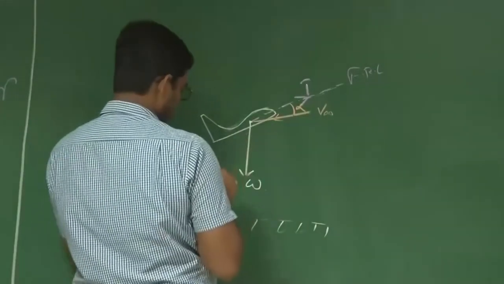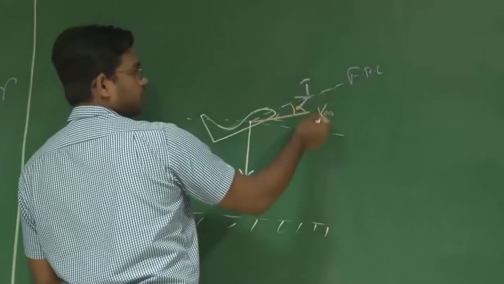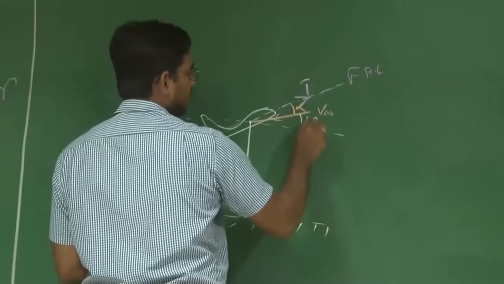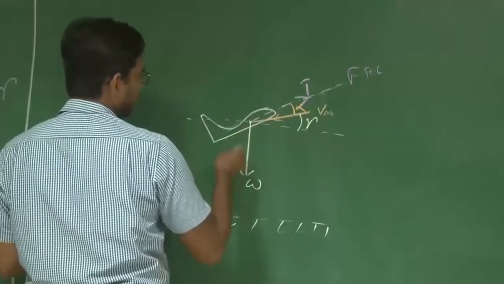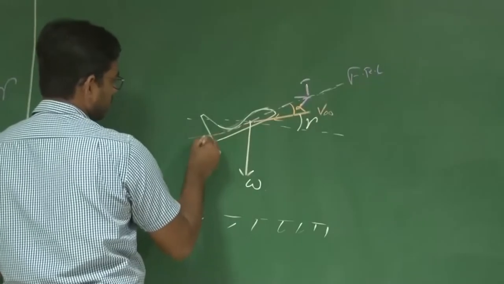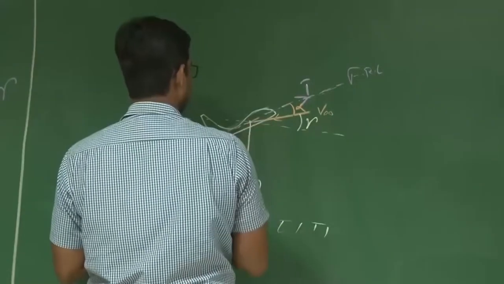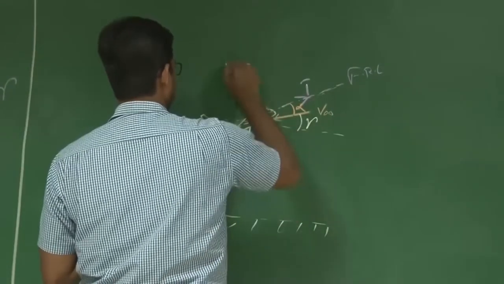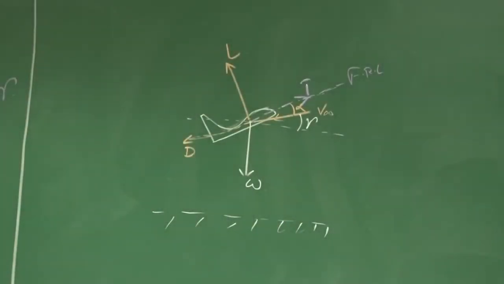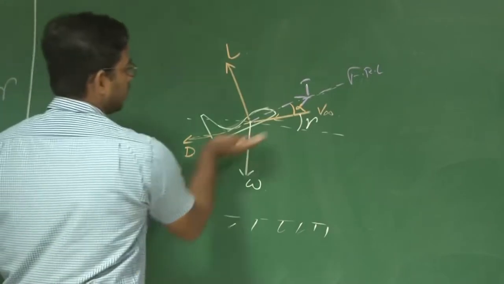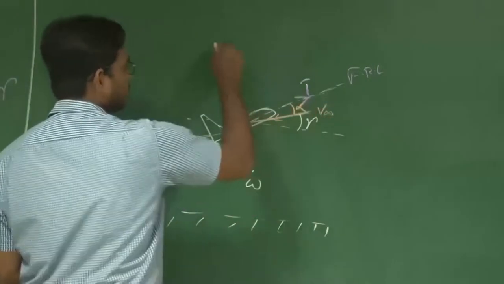So with respect to local horizontal, the aircraft is moving with V infinity in the direction gamma. Now what will be the direction of drag along V infinity? This is drag, and you have lift, which is perpendicular to V infinity. So this is lift. Now let us write down the equations of motion along the flight path and perpendicular to the flight path. That is along V infinity and perpendicular to V infinity.